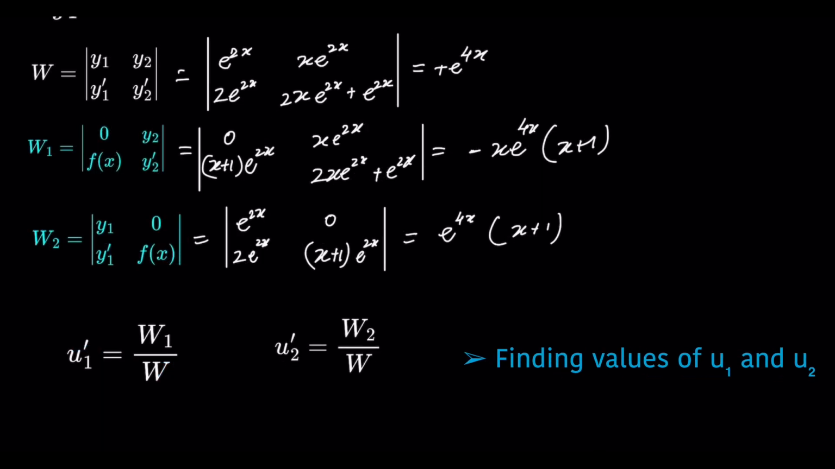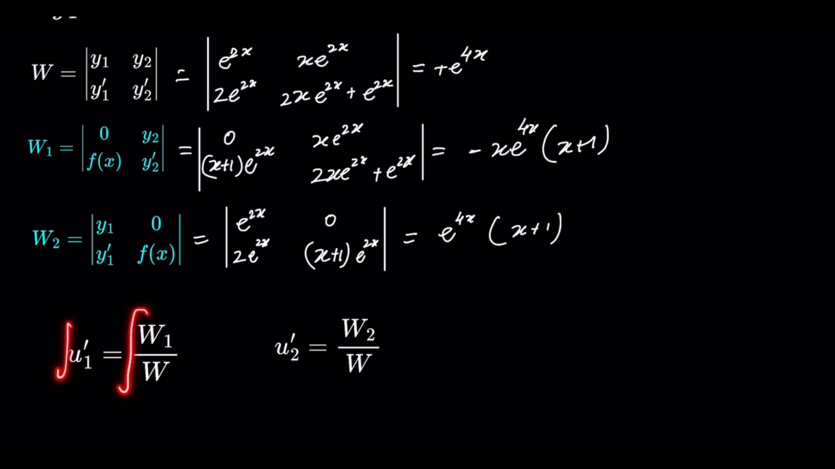Now that we have found all the determinants, we are going to be using the formulas for u1 prime and u2 prime. And eventually, we're going to be integrating both sides of each equation to find the values of u1 and u2 respectively. So let's do that.